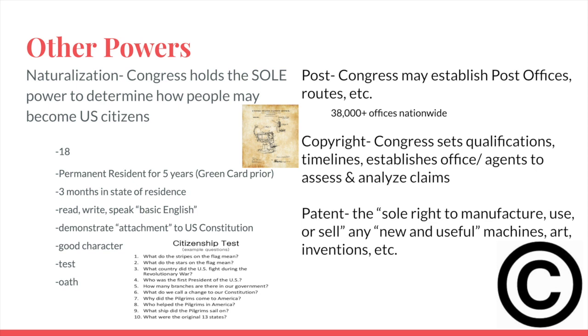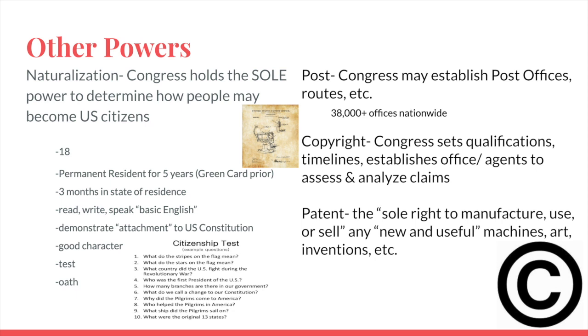Other stuff. Congress is the only one that gets to determine how people get to become U.S. citizens. So, Congress has said you've got to be, and this is to apply on your own. If you're a minor, it's a little bit different. We're not going to go into that. But if you're applying to be a U.S. citizen, you've got to be 18. You have to have lived in the country legally for the 5 previous years, holding a green card, which is approved by the federal government.